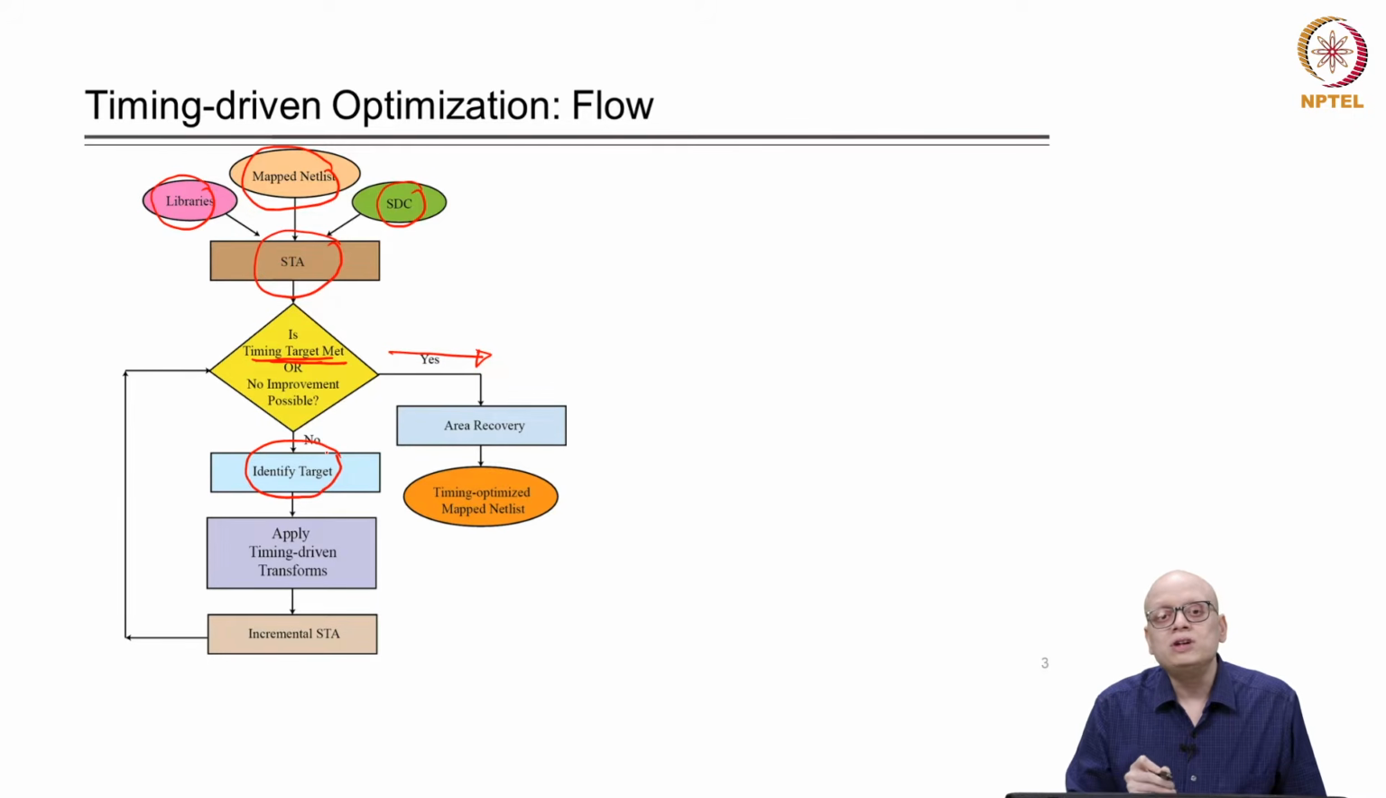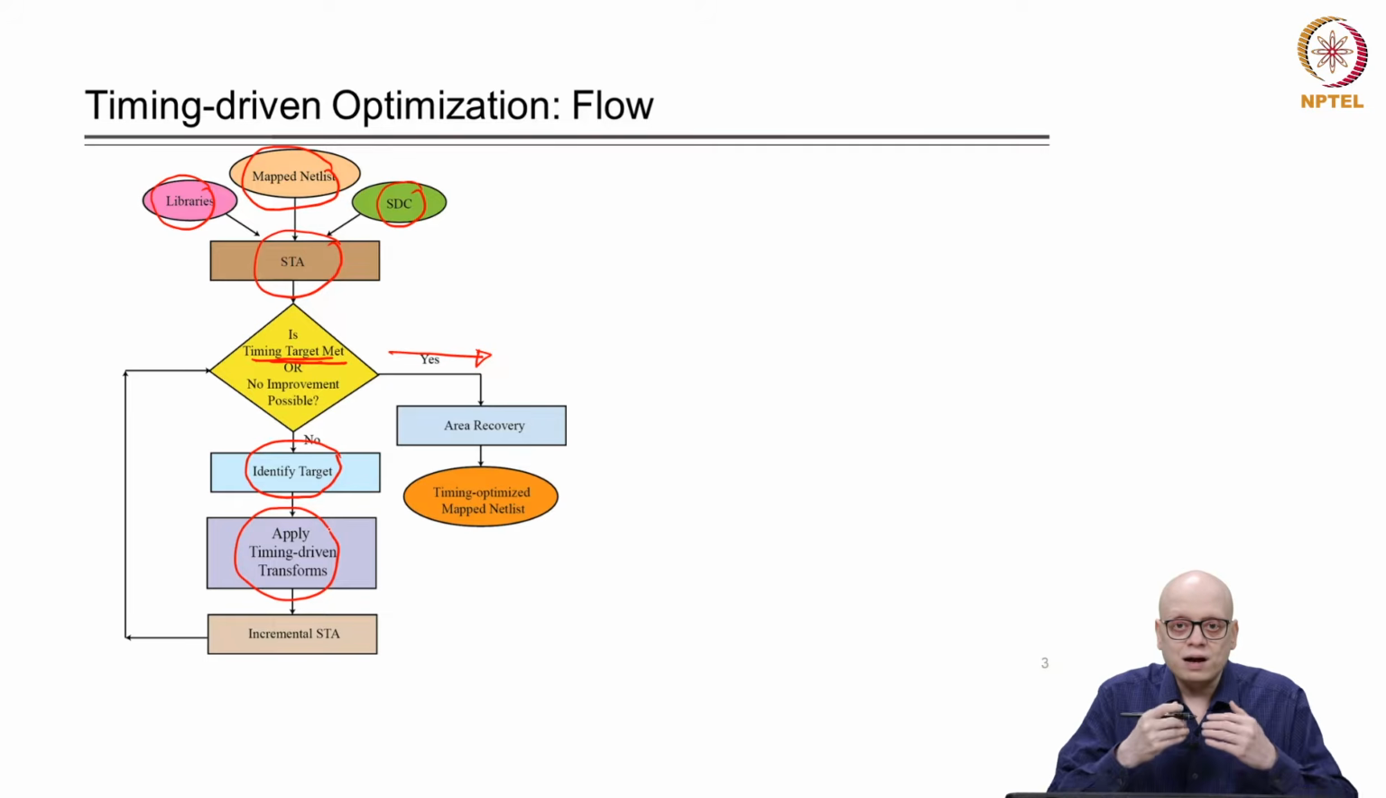We want to know which paths in our design are critical, where we want to actually apply the timing driven optimizations. So, those targets must first be identified: the paths, the logic gates, or the cone of logic gates where we need to perform some optimization. So, we need to identify those targets. Once the target is identified, the timing driven transformations are applied. So, some optimization techniques or transformations are applied to our circuit. What are these transformations? We will see in the subsequent slides.